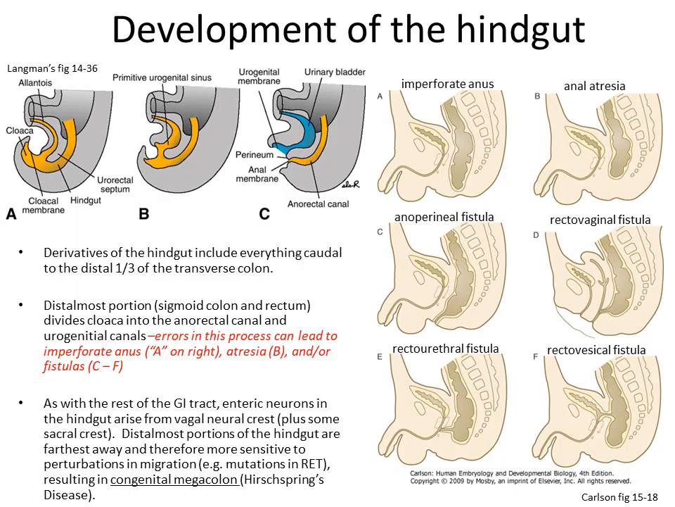This area is more highly sensitive to the migration. A mutation in the gene called RET results in congenital megacolon, or Hirschsprung disease.